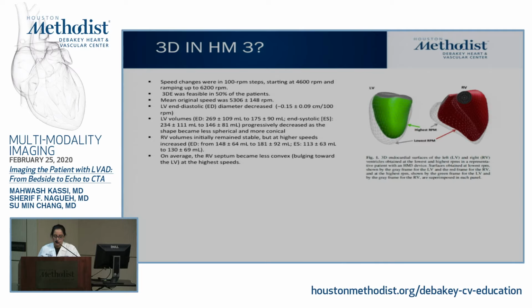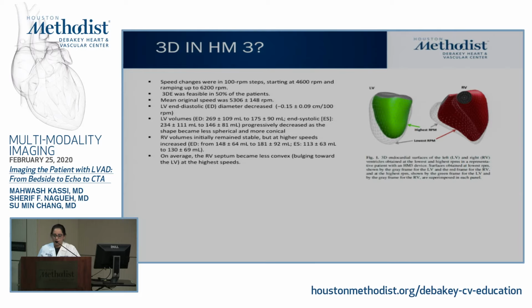And so they saw that the LV end-diastolic diameter does change 0.15 with every 100 RPMs. And the LV volumes behaved a lot similar to HeartMate 2. So the end diastolic volume changed from 269 to 175, and the end systolic changed from 234 to 146. And the RV volumes for a good number of increments in speed stayed the same, but at higher levels, the RV volumes then decreased.